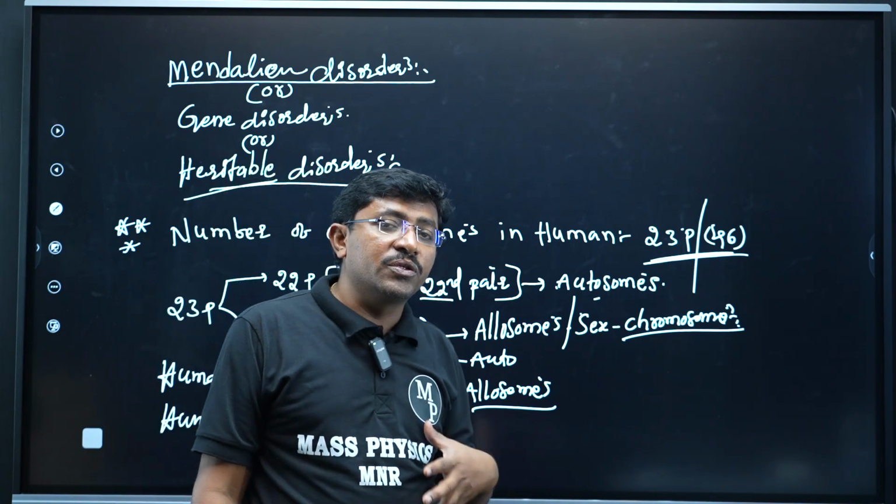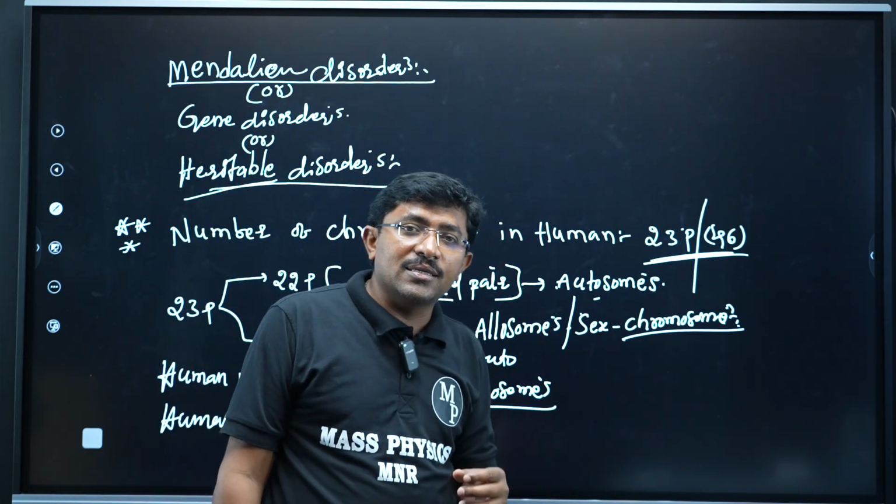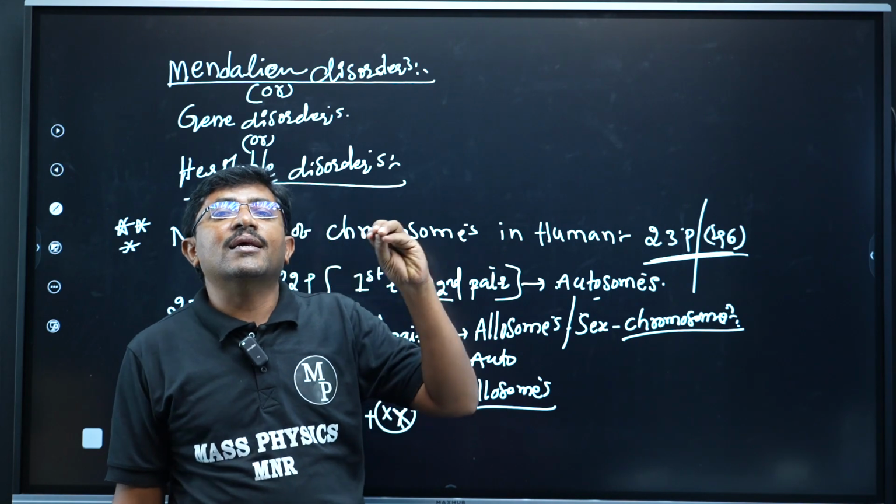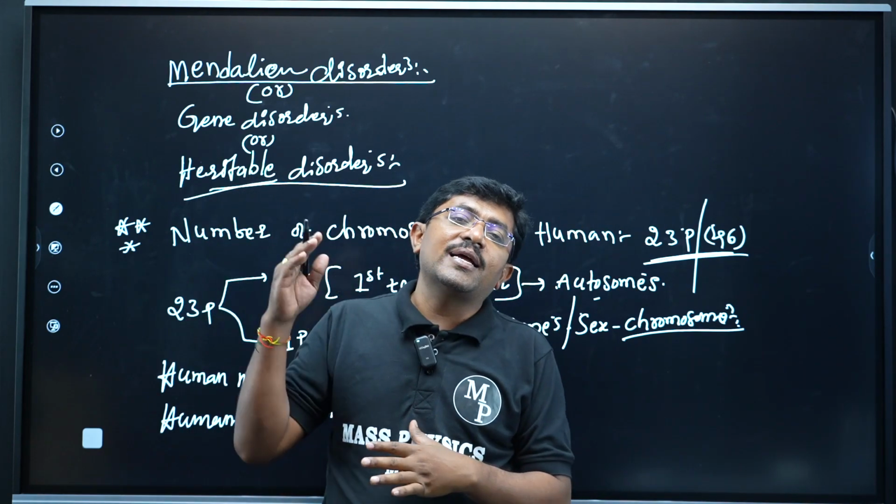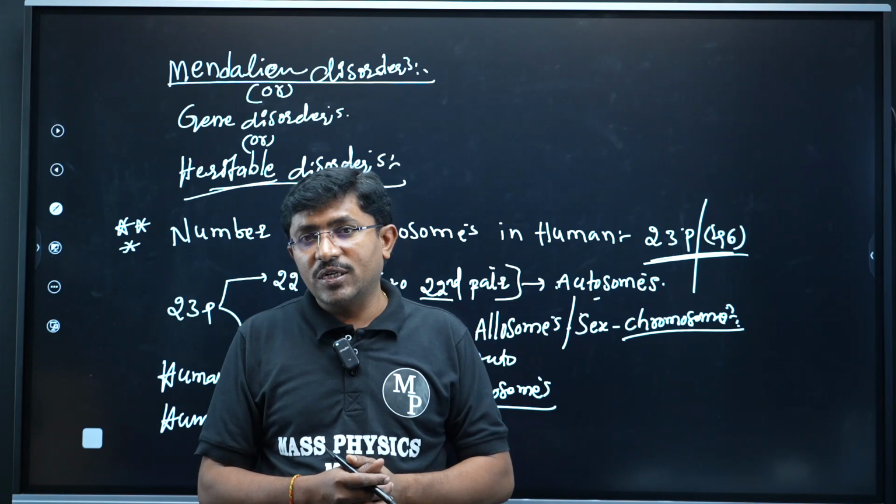Okay, those genes have 2 characters. Some characters are present in a recessive condition, some are present in a dominant condition.